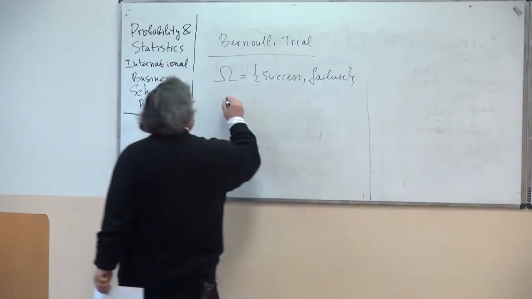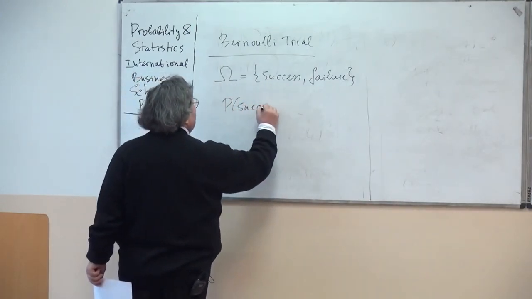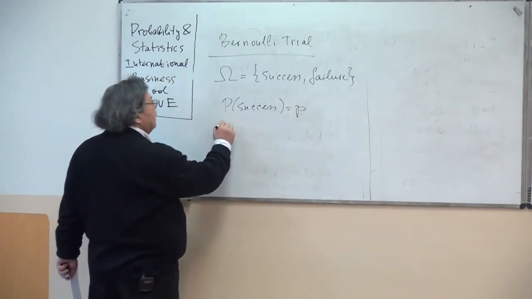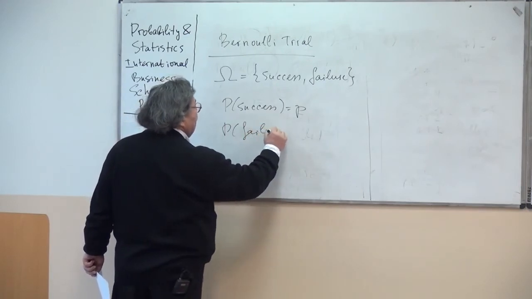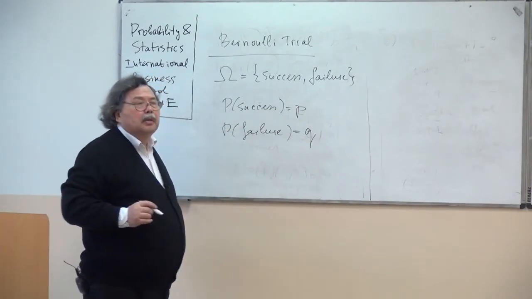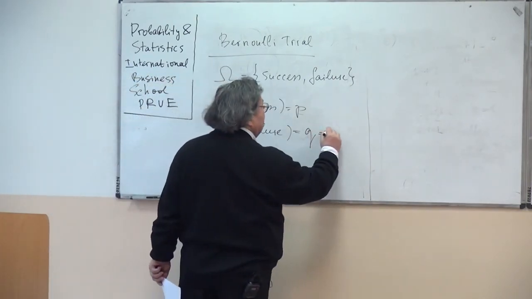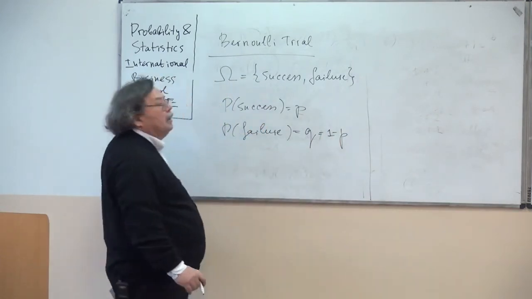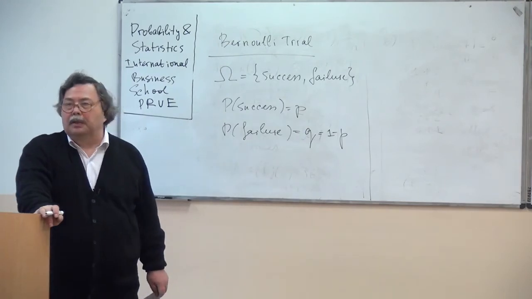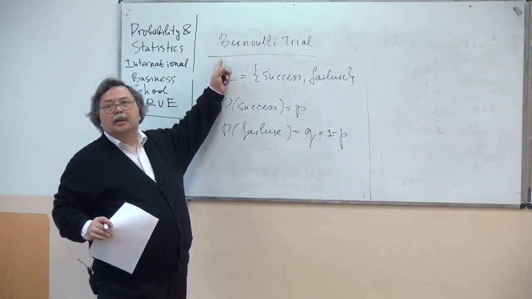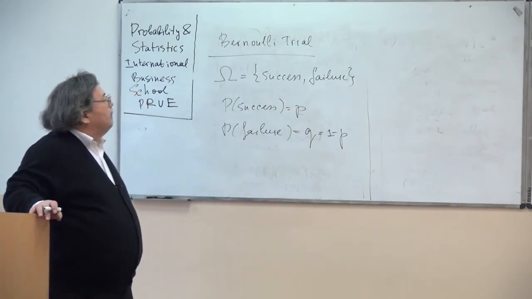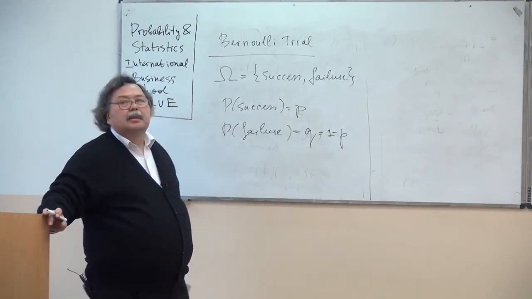All right, and the probability of success is denoted by little p, and the probability of failure is denoted by q, and because there are only two outcomes and the sum of the two probabilities must be 1, q is equal to 1 minus p. And that's it. This is the most elementary experiment that we can think of, actually. And it bears the name of this remarkable mathematician, one of the founding fathers of probability theory. All right, it seems very simple.